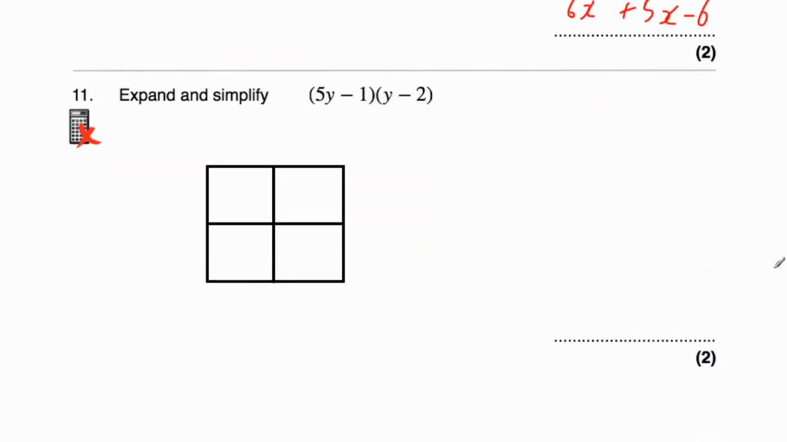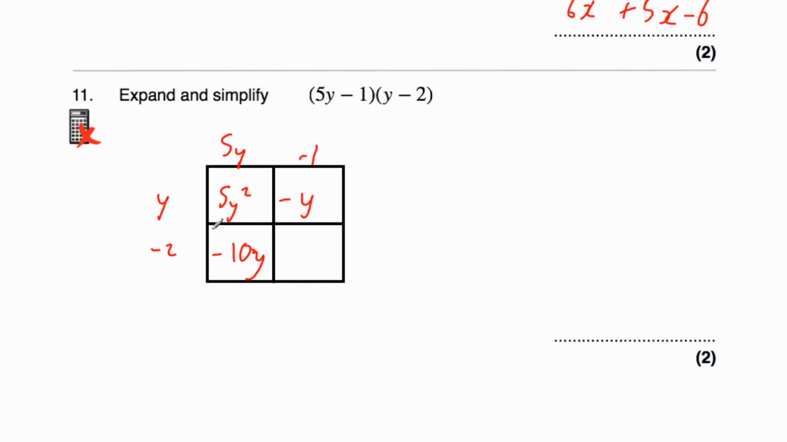Okay, question number 11. We've been asked to expand and simplify (5y minus 1)(y minus 2). So we've got our grid, and we've got our 5y times y. Well, 5y times y would be 5y squared. Then we've got y times minus 1. Well, it's going to be minus y or minus 1y. Then we've got 5y times negative 2. Well, positive times a negative is a negative. And then 5y times 2 would be 10y, so that would be minus 10y.